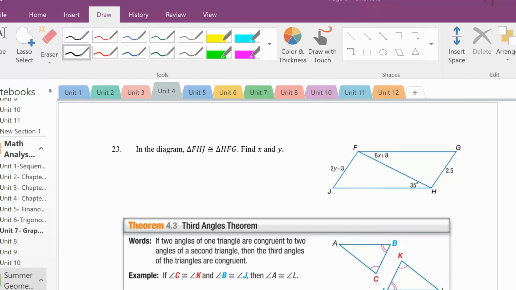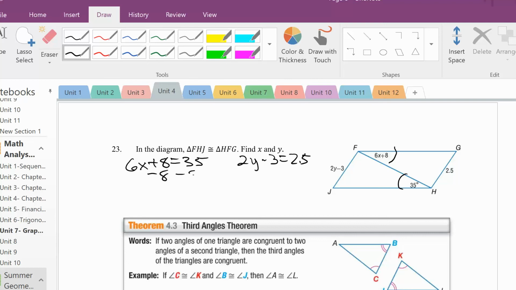All right, so on the next page, it has a similar thing where it says triangle FHG is congruent to triangle HFJ. Find x and y. So in HFJ, 6x minus 8 corresponds, because F is second, to H. So 6x plus 8 is equal to 35. And then FJ is equal to HG, so 2y minus 3 is equal to 2.5.